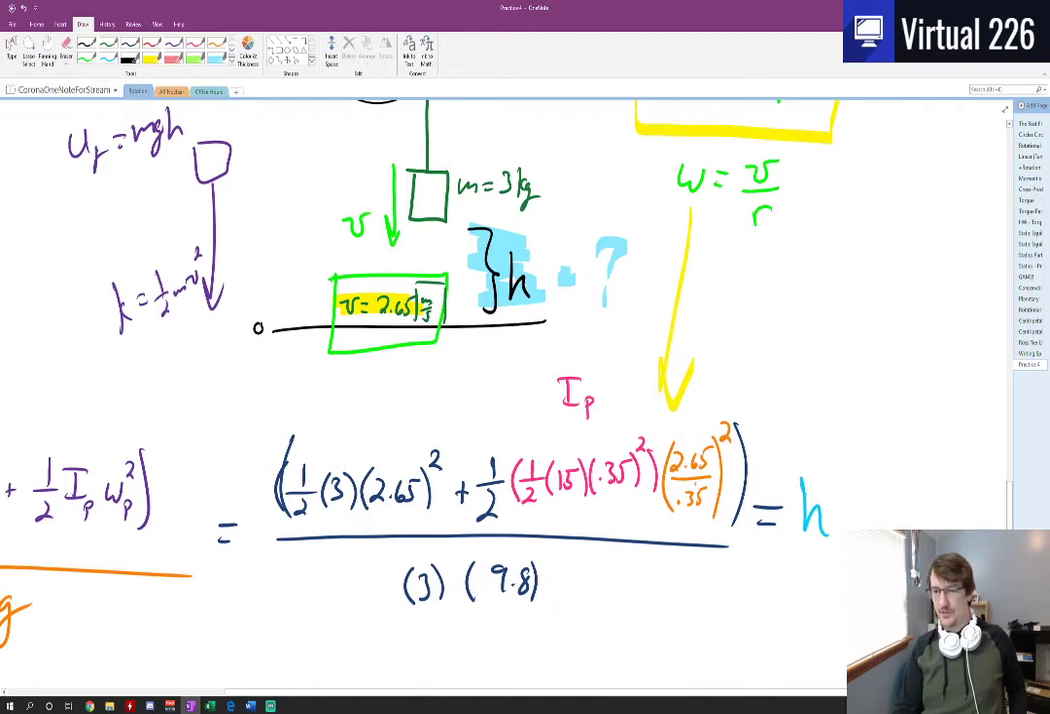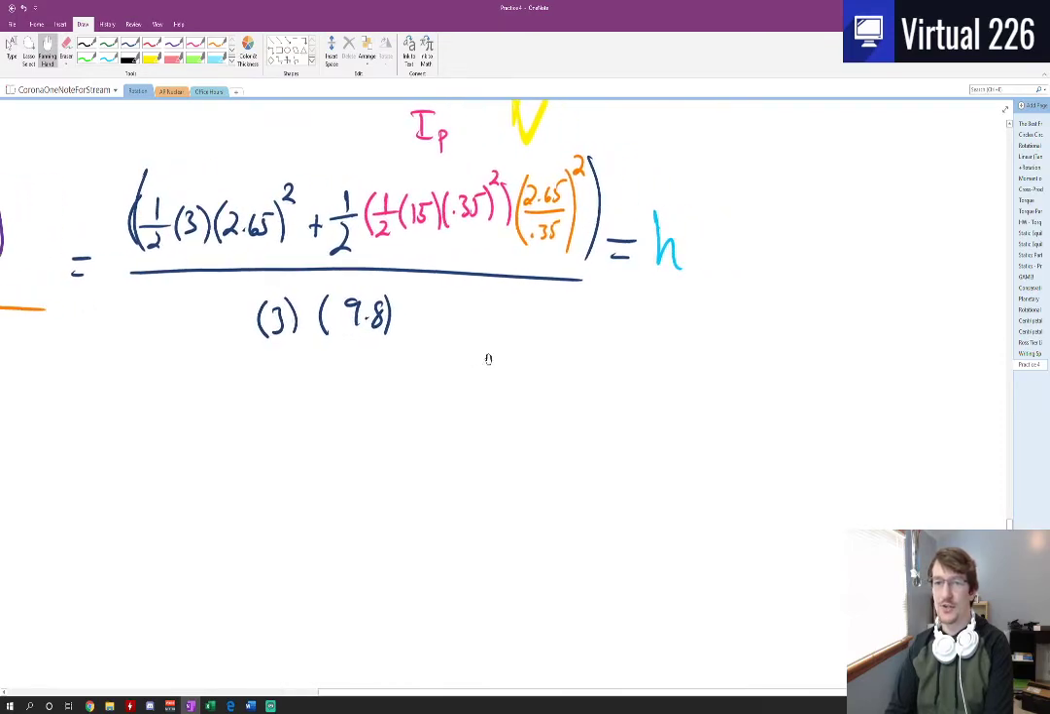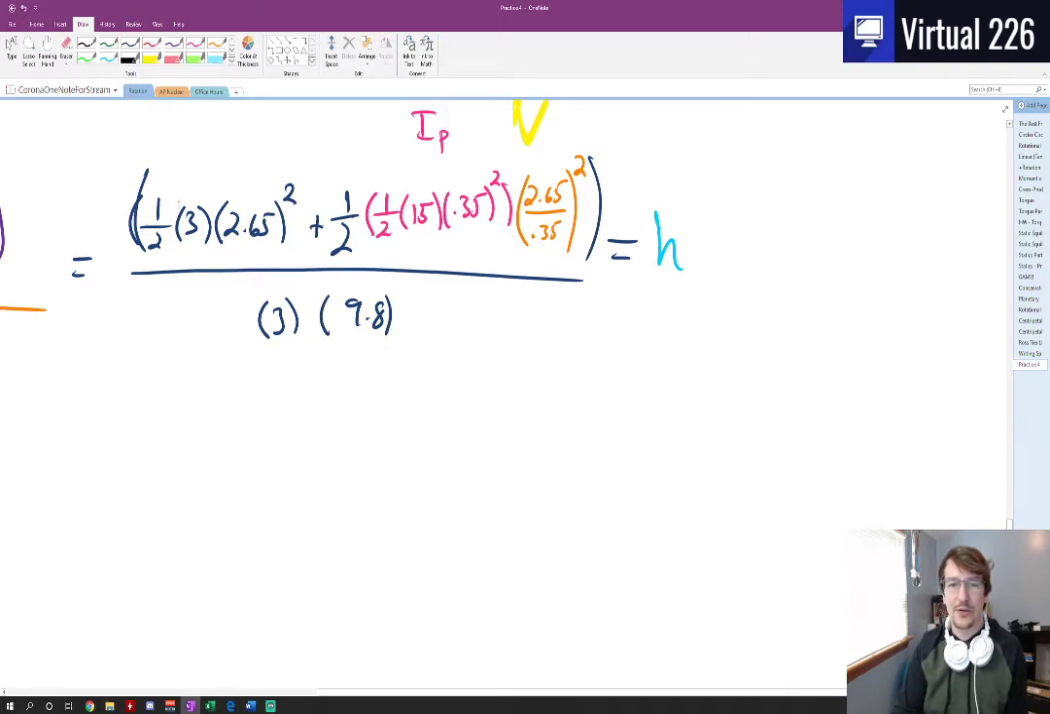And these are all just a bunch of numbers now, and those are going to equal some height h. We just need to churn through the numbers here and see what we get. So I like to do this piecemeal. I'm going to do the 2.65 squared first and do everything here in this green. So 2.65 squared times 3 divided by 2 gives me 10.5. We'll just round it there. And then that's going to be plus, and then, oh boy, this is going to be a mess. I'm going to do this piecemeal here.